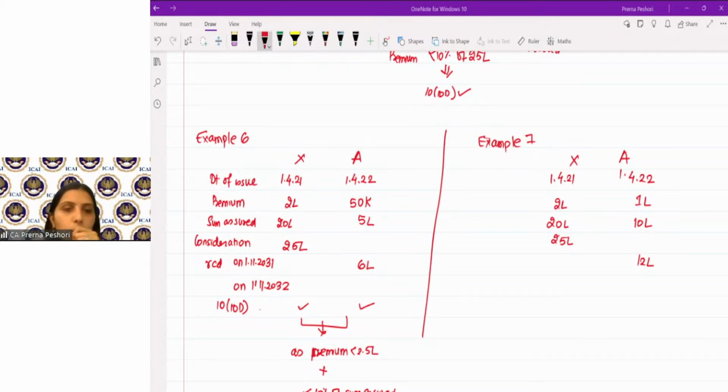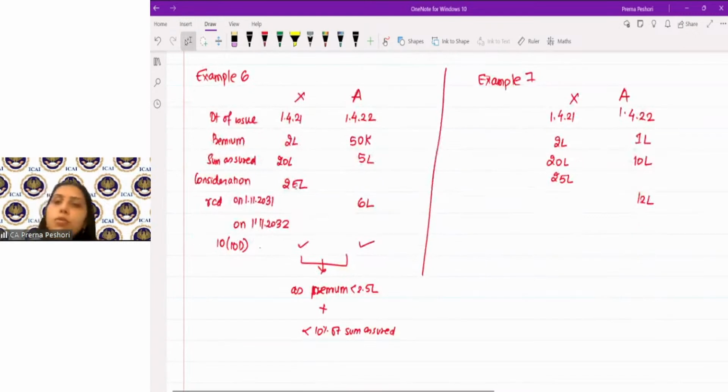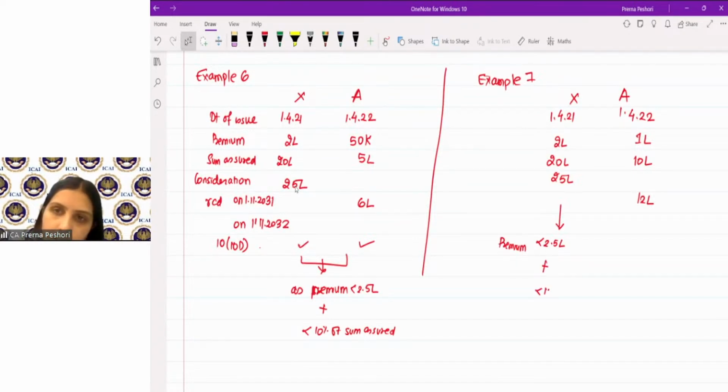Exemption is only available to X. No, Nikhil, it is available only to X, not either X or A. No, Raja, X or A, no. We cannot take X as more beneficial. Here it is only available to X. So here, since the premium is less than 2.5 lakh plus less than 10% of sum assured, this is exempt.